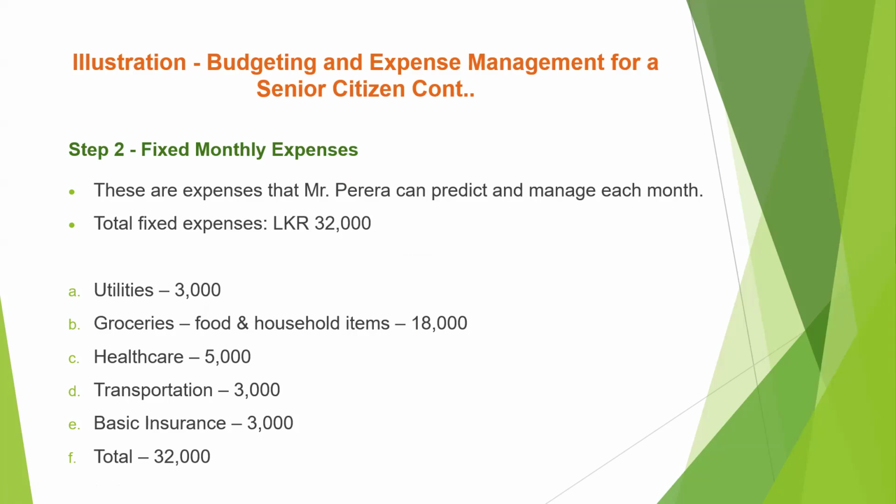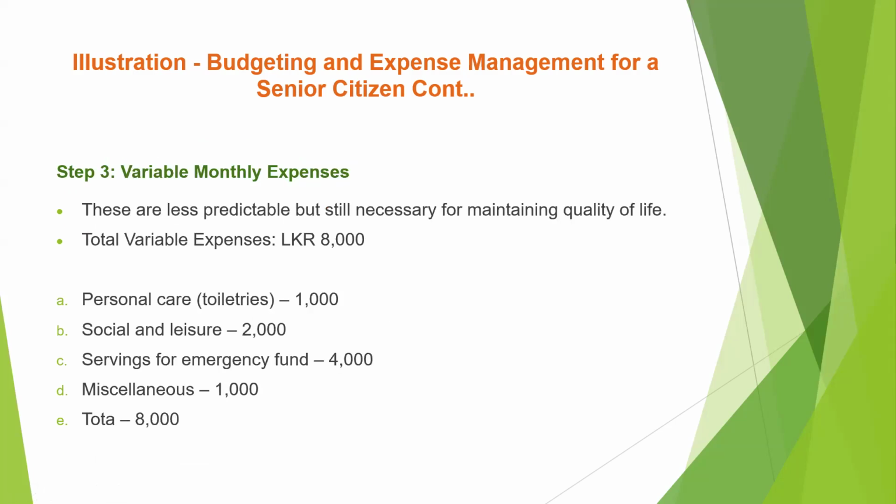I have divided them into two categories: fixed and variable. The fixed expenses are 32,000, taken out of this 50,000. Basically, utilities 3,000, groceries, food and household items 18,000, healthcare 5,000, transportation 3,000, basic insurance 3,000, and the total is 32,000. Right? The variable expenses are less predictable but still necessary for maintaining quality of life.